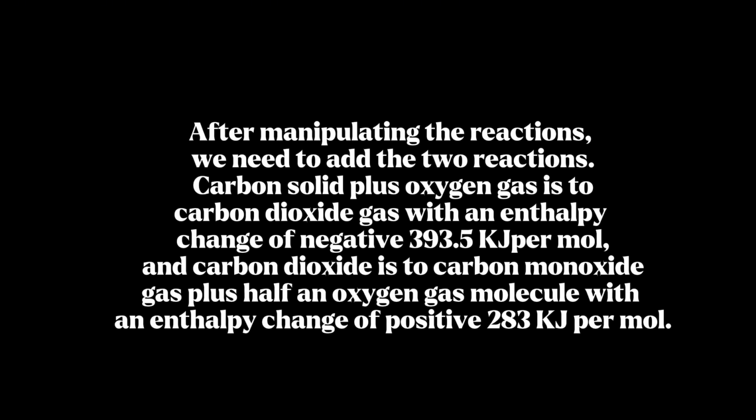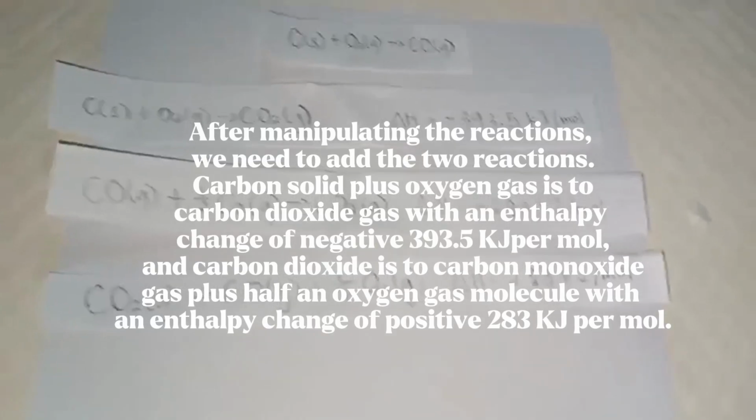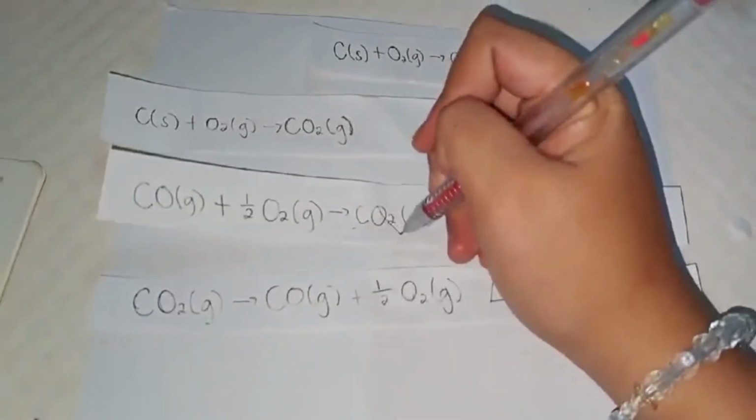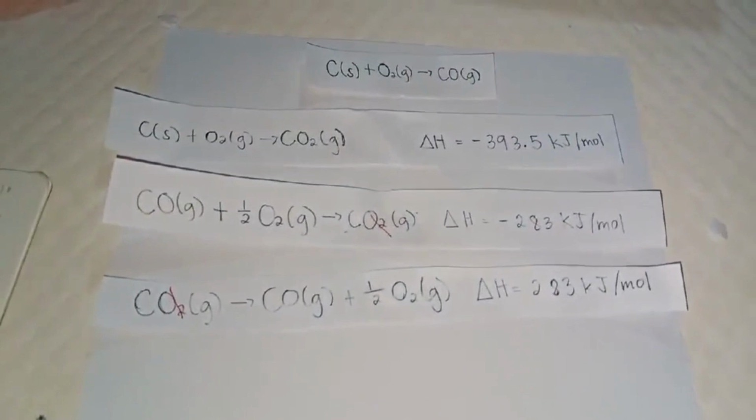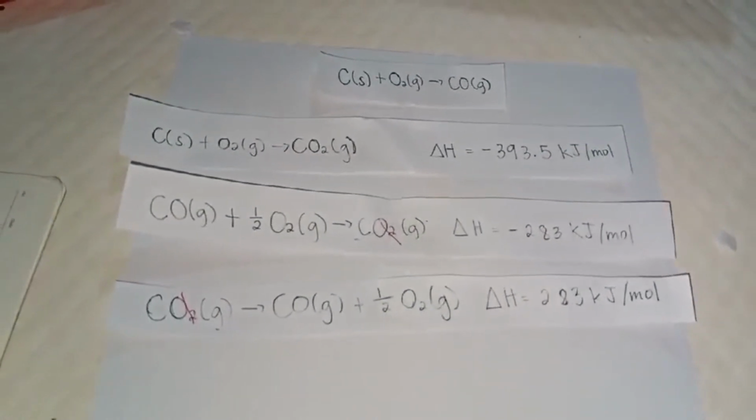After manipulating the reactions, we need to add the two reactions. Carbon solid plus oxygen gas gives carbon dioxide gas with an enthalpy change of negative 393.5 kilojoules per mole. And carbon dioxide gives carbon monoxide gas plus half an oxygen molecule with an enthalpy change of positive 283 kilojoules per mole. When we add them, carbon dioxide gas cancels out because it's on both sides. The final reaction we get is carbon solid plus oxygen gas gives carbon monoxide gas.